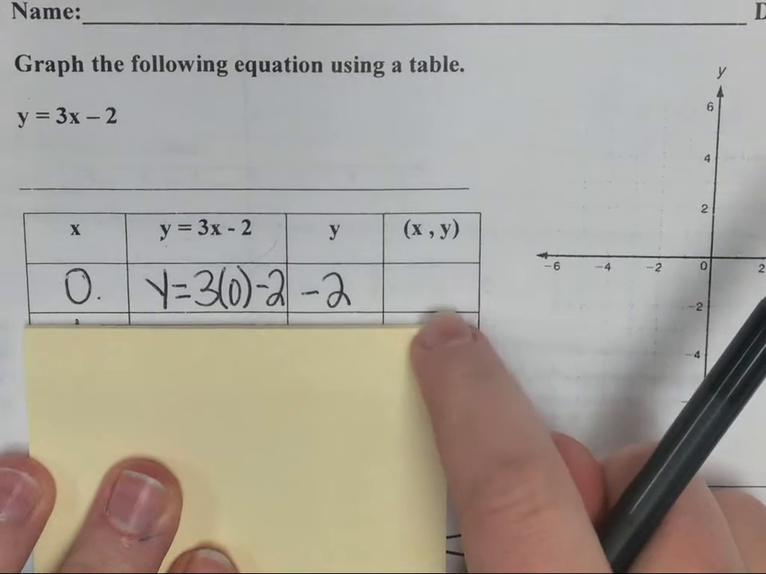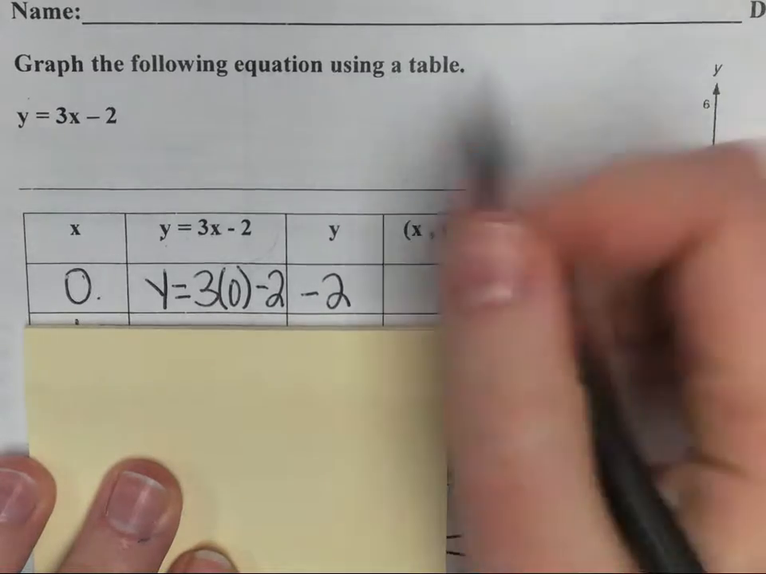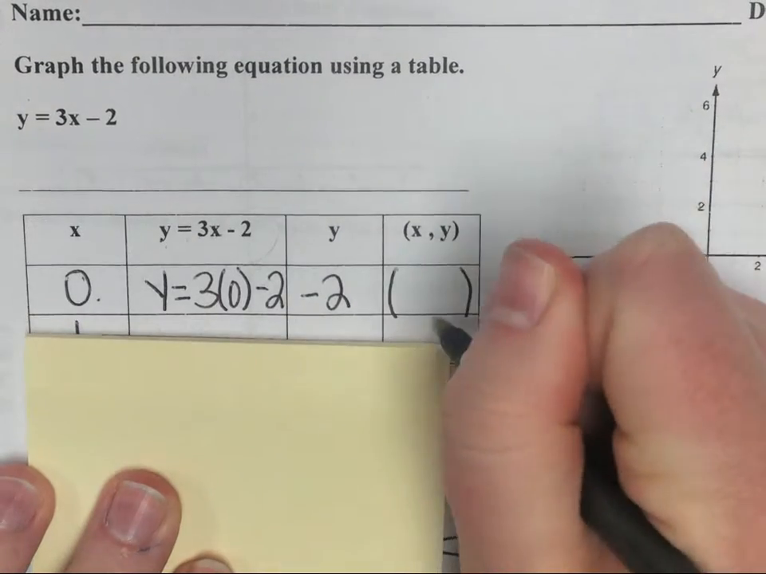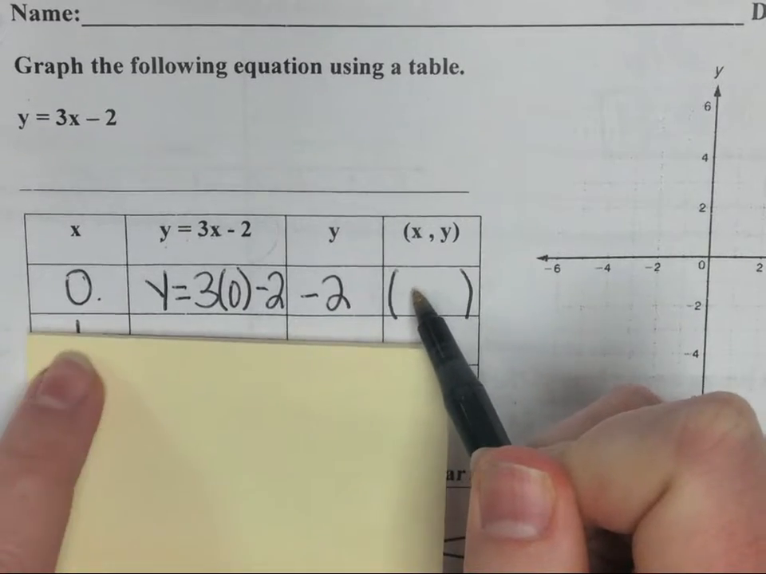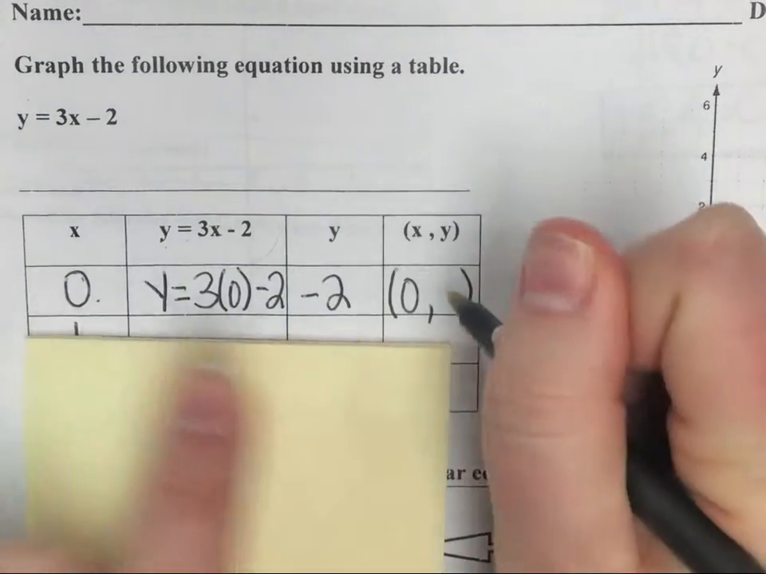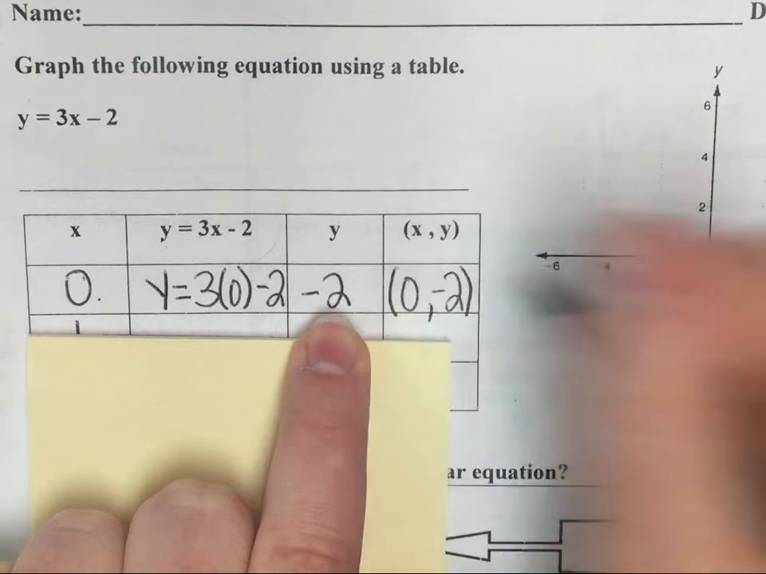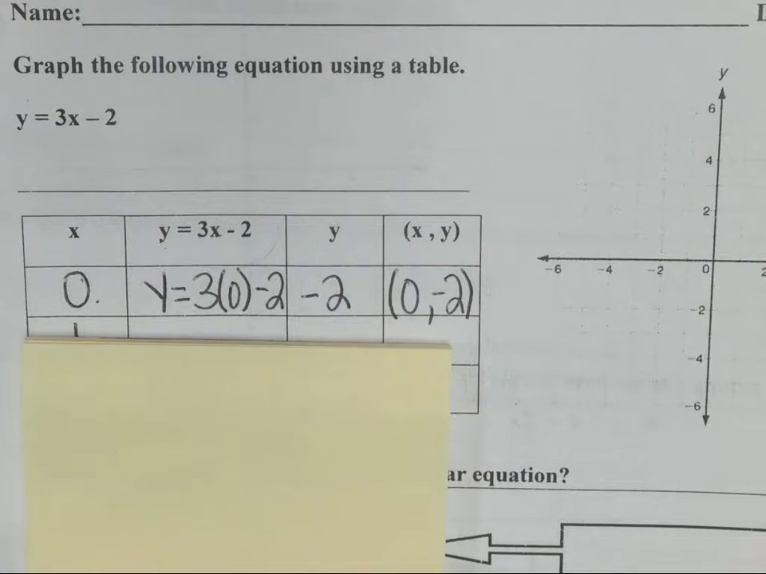And in this last column, we're going to put them together. So you see we have parentheses, we have a comma, and right here we're going to put the x value first. What was x? 0. And we got what for y? Negative 2. So our coordinate is 0, negative 2.